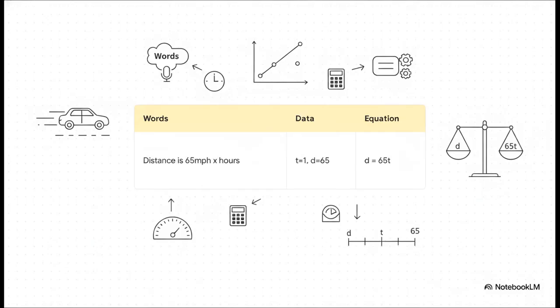Let's look at how this builds by checking out a proportional relationship in 3 totally different ways. In everyday words, you might say, distance is 65 miles per hour times the number of hours. Now, if we track that data in a table, 1 hour yields 65 miles, and 2 hours yields 130 miles. Distill all of that down into a symbolic equation, and we get d equals 65t. Viewing the exact same relationship across words, tables, and symbols really proves that equations are just direct reflections of measurable, real-world patterns. It's all the same thing, just dressed up differently.